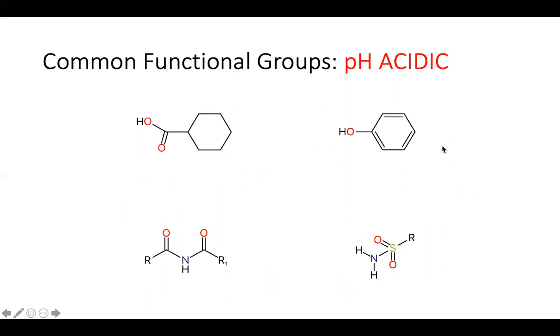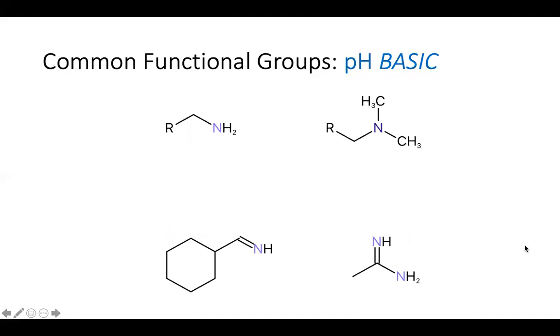So now we get into the pH acidic groups, and here they are. We have a carboxyl, a phenol, an imide, and a sulfonamide, which you've already seen. Carboxyl can also be known as the carboxylic acid. We see that a lot.